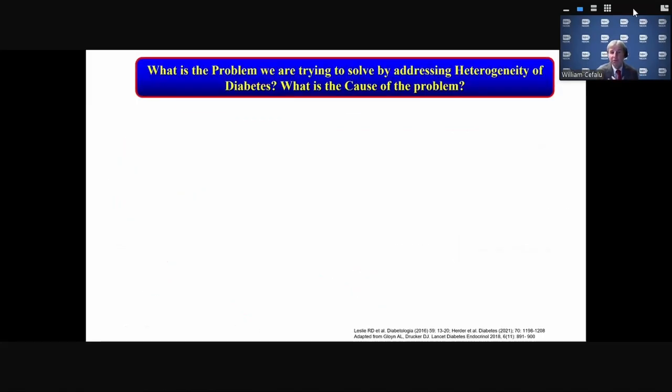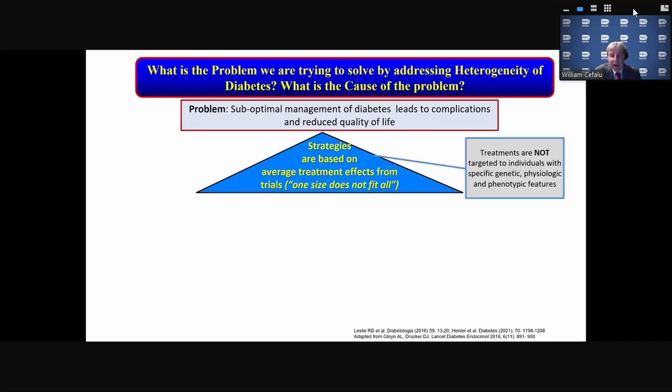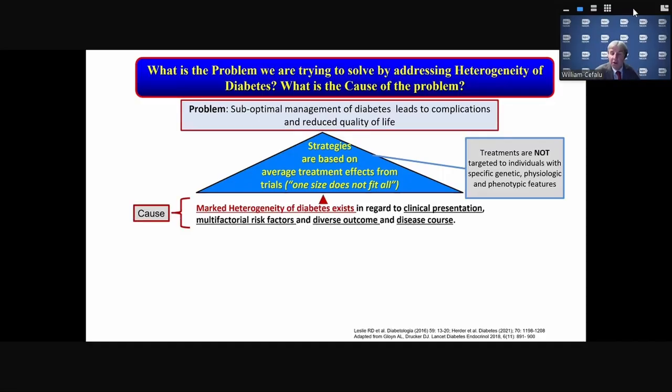So what is the problem we're trying to solve? Well, suboptimal management of diabetes leads to complications and reduced quality of life. Currently, the strategies for treatment are based on average treatment effects. One size does not fit all. Treatments are not targeted to individuals with specific genetic, physiologic, and phenotypic features, as you've heard in many of your sessions. Marked heterogeneity of the disease exists in clinical presentation, risk factors, outcomes, and disease course.